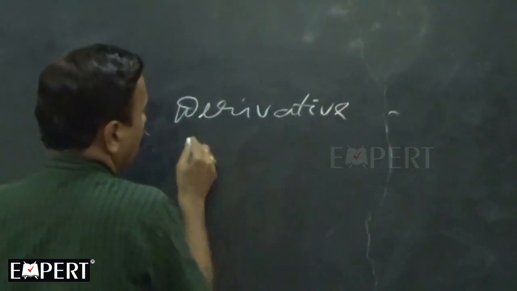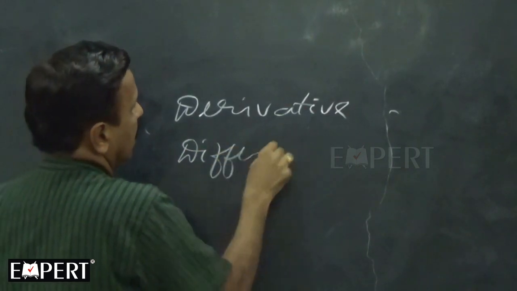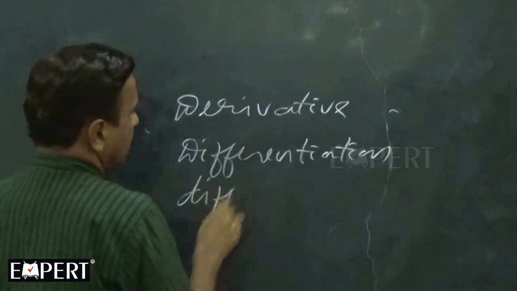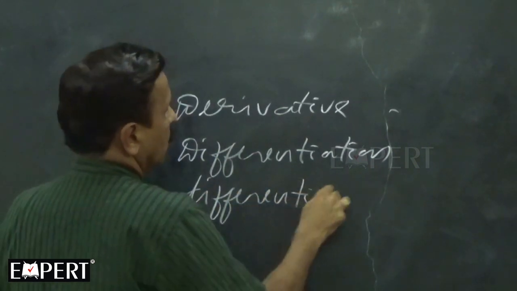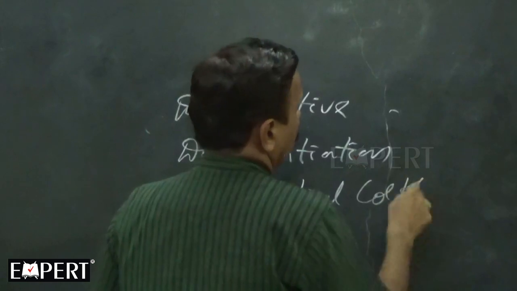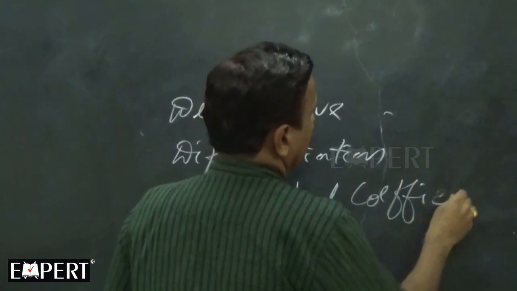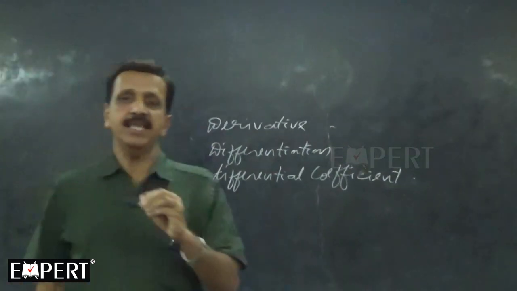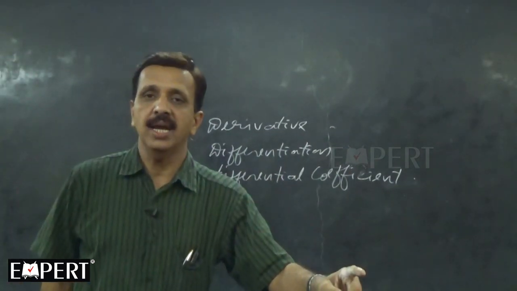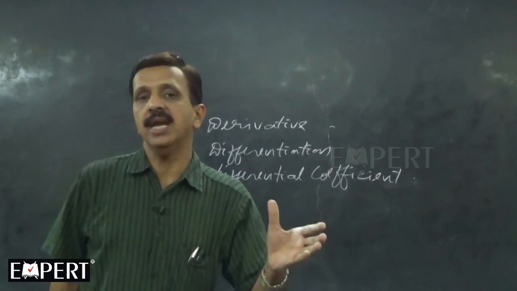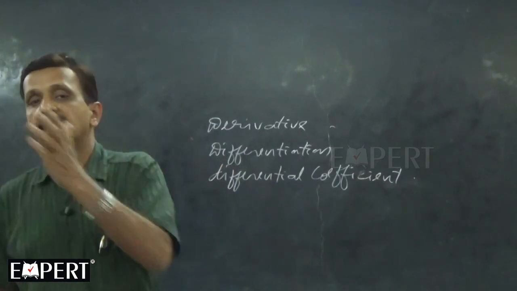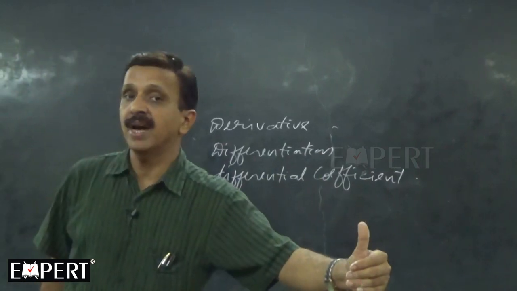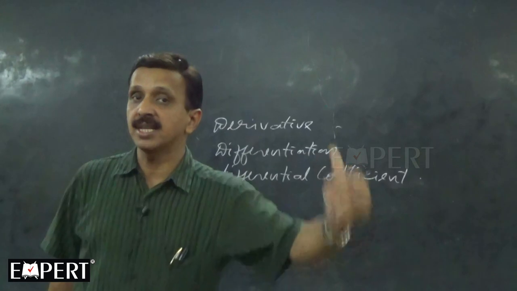Derivative or differentiation or differential coefficient. Say, I can roughly say, in case of student A, the marks scored by student A varies 30, 40, 50, 60. Measure of variation is large positive. In other words, differential coefficient of marks scored by that student with respect to time is large positive.